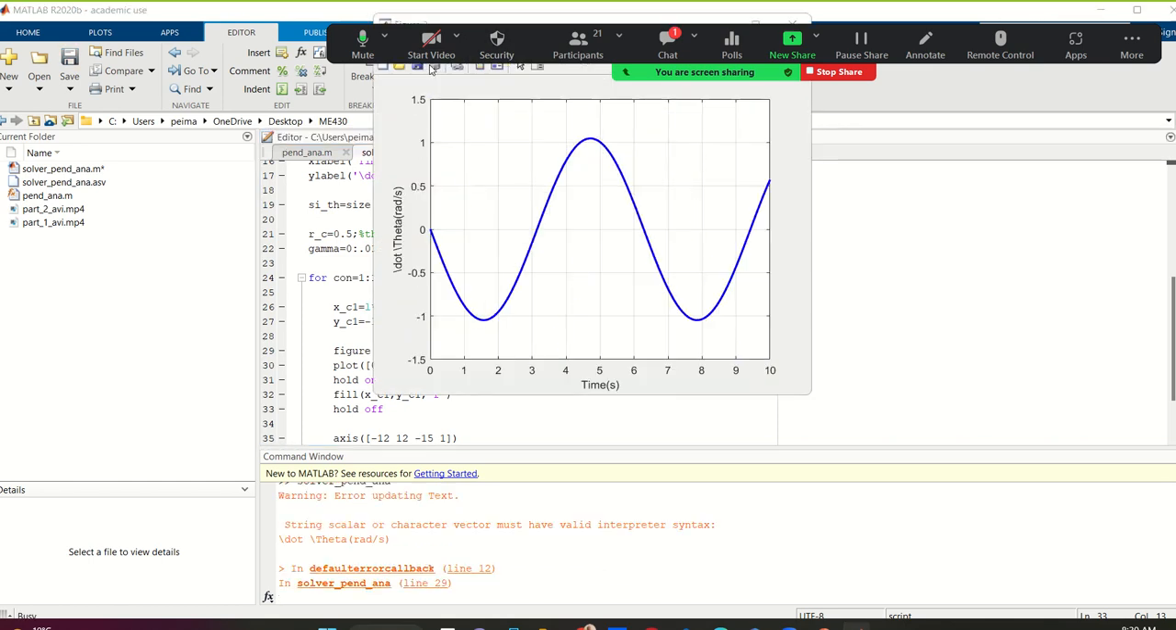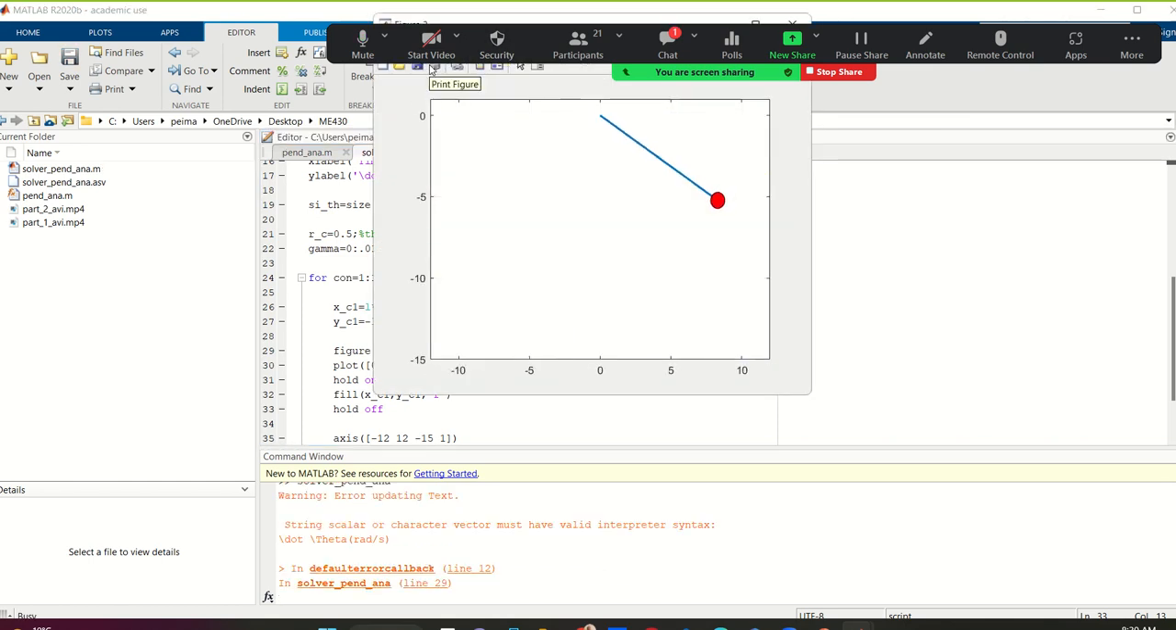So here we go. Did you like it? Yes? Now it's oscillating as it's supposed to.